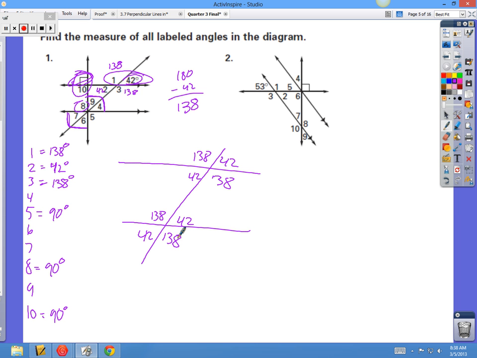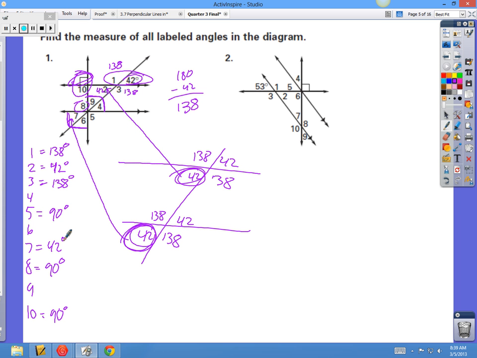Okay, now here's what I'm going to see if I can find. 42, this angle and this angle are the exact same thing. So this angle is angle number 2, but this angle right here is angle number 7. So 7 is going to be 42 degrees because it's corresponding to 2. It's in the same spot. So sometimes for me it helps to just draw a separate picture and take out some of that, some extra lines.